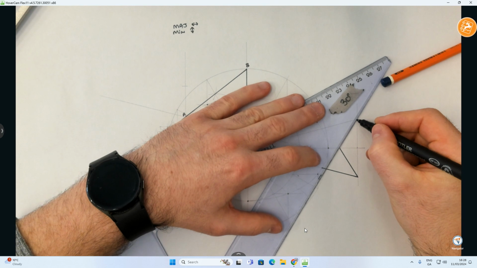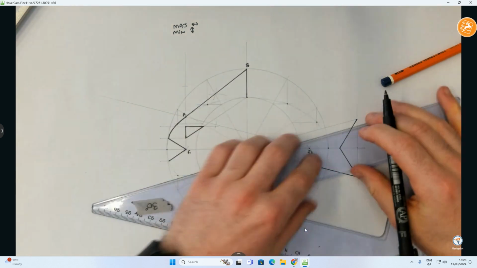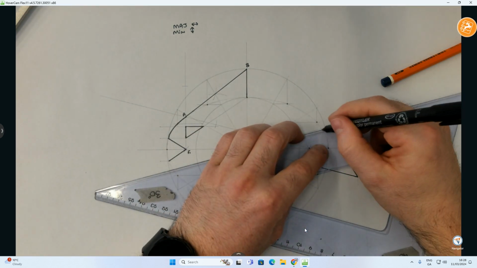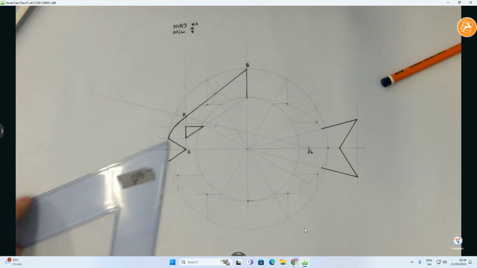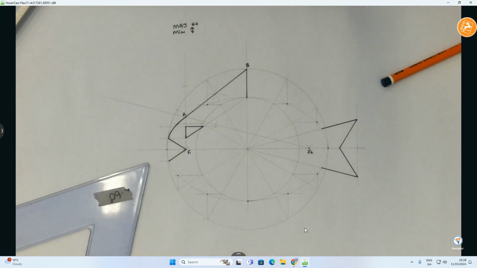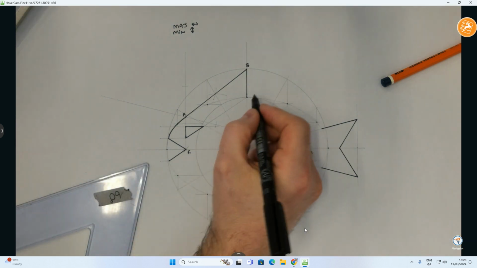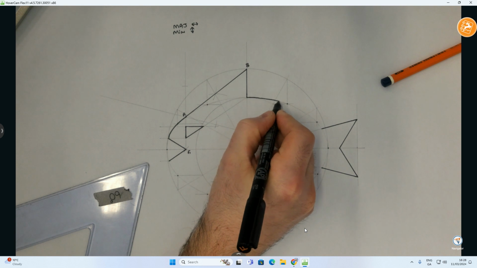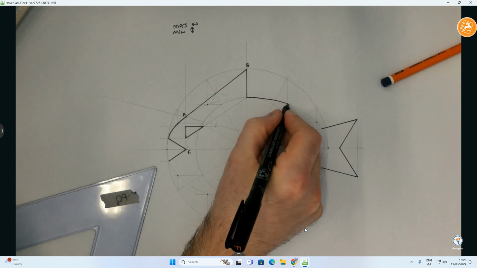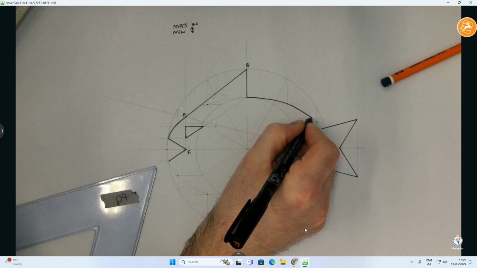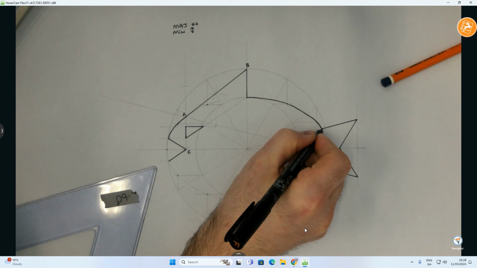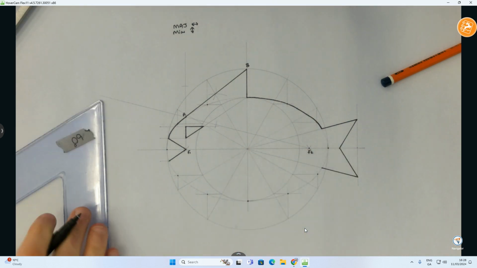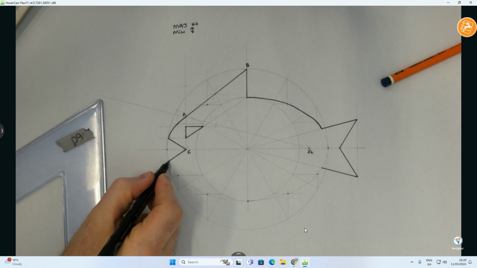So at this point, if you want to speed up the video, just bring you to the solution at the end and you can see what it looks like. So there's the tail, and now all I'm going to do is heavy in my curve. Try and do it in one continuous path if you can. So there's the top portion. Now we're going to work on to the bottom.